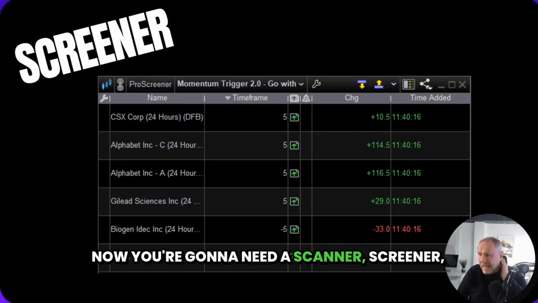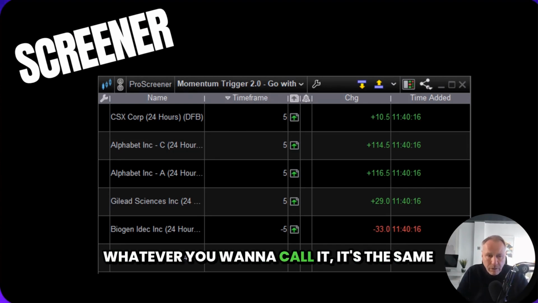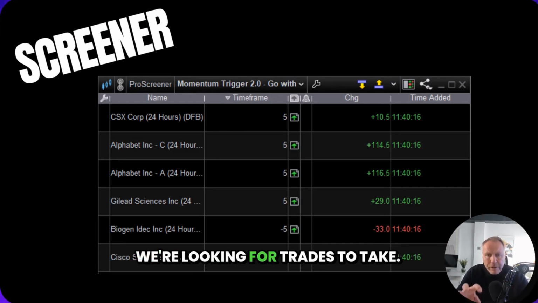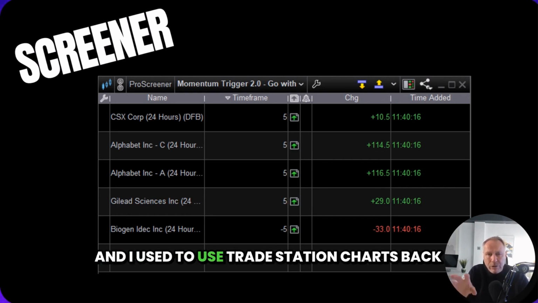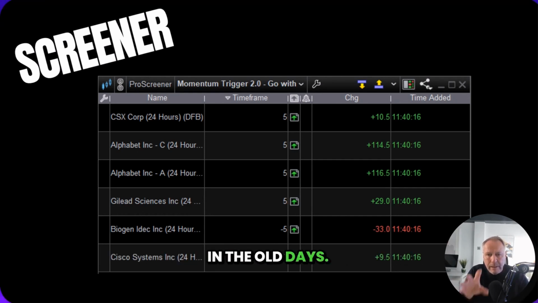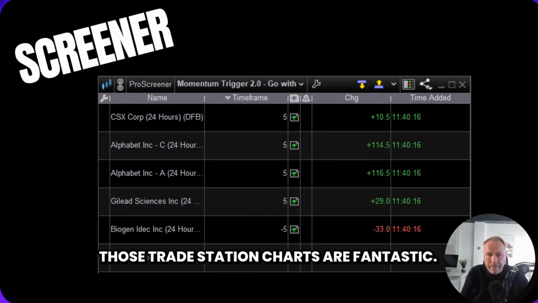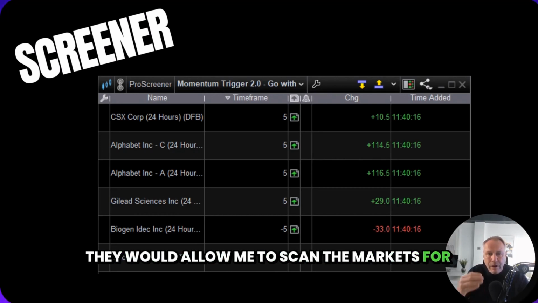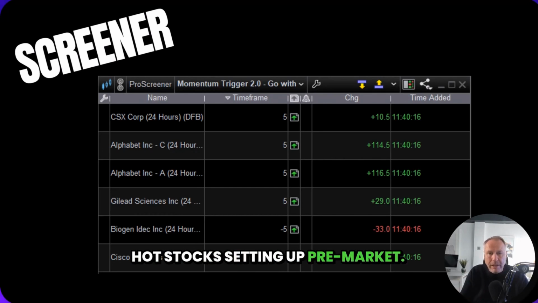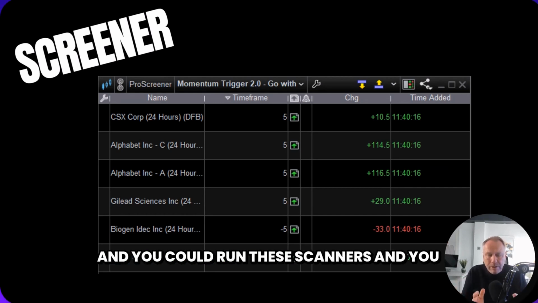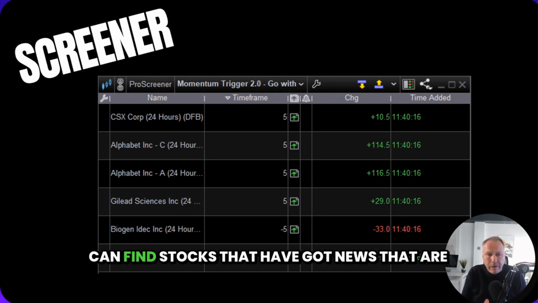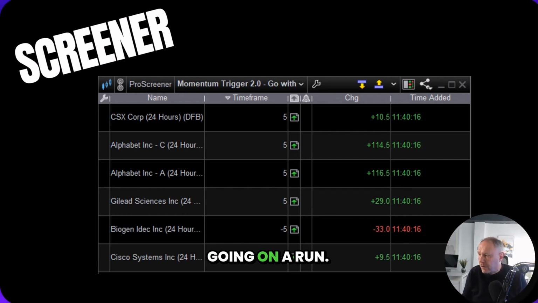Now, you're going to need a scanner, screener, whatever you want to call it. It's the same thing. We're looking for trades to take. We're looking to find opportunities. I used to use TradeStation charts back in the old days. Those TradeStation charts are fantastic. They would allow me to scan the markets for hot stocks setting up pre-market. You can run these scanners and find stocks that have got news and are going on a run. The software will do the work for you.